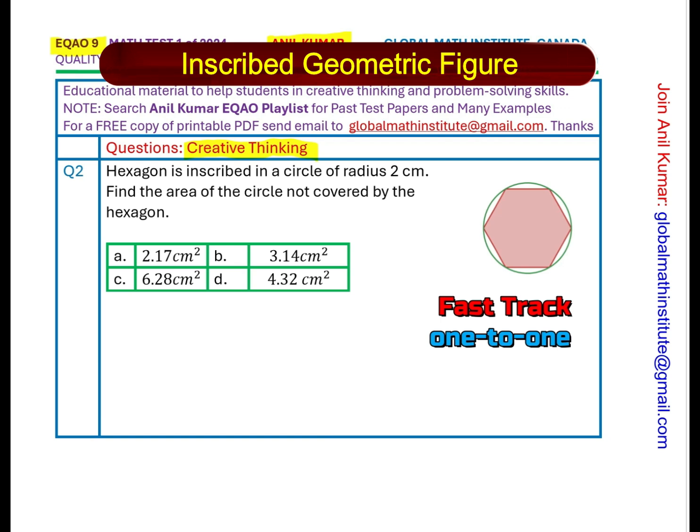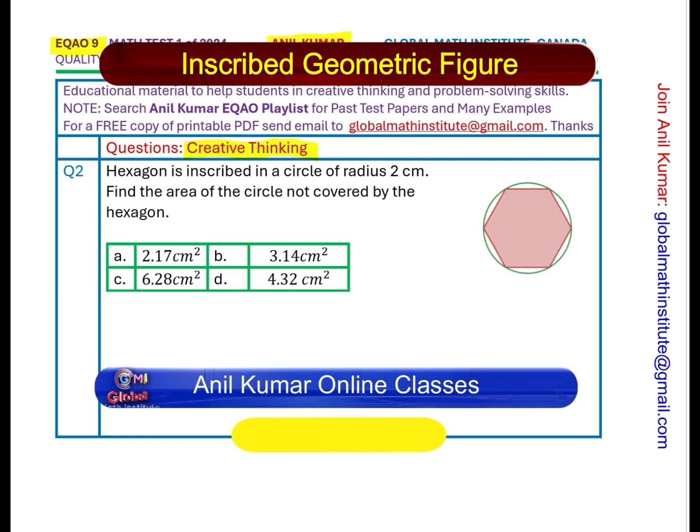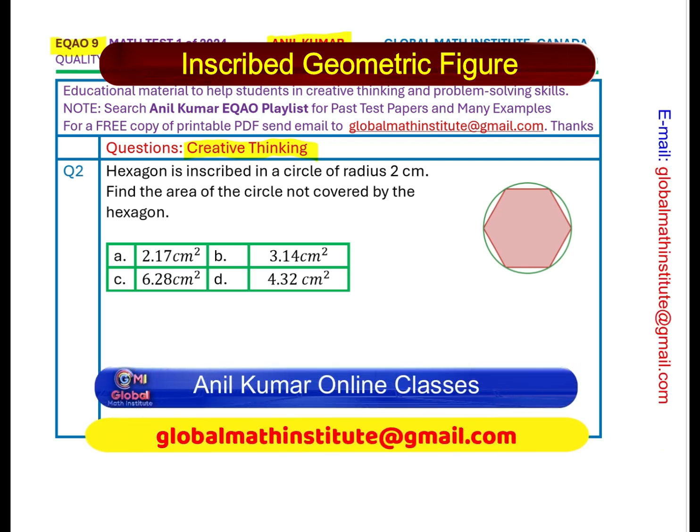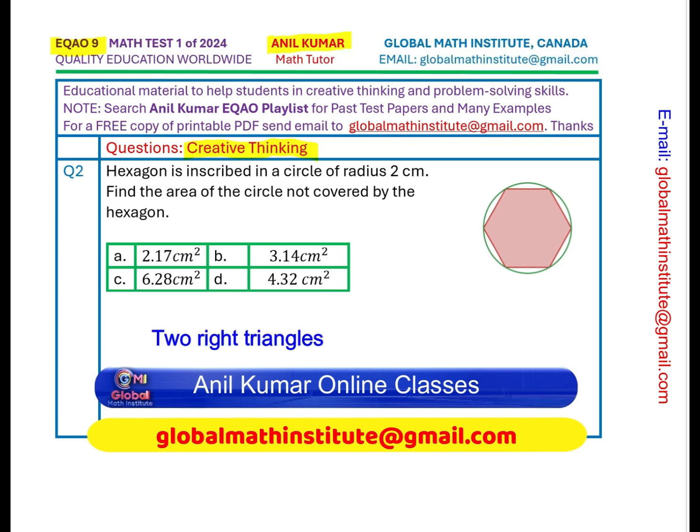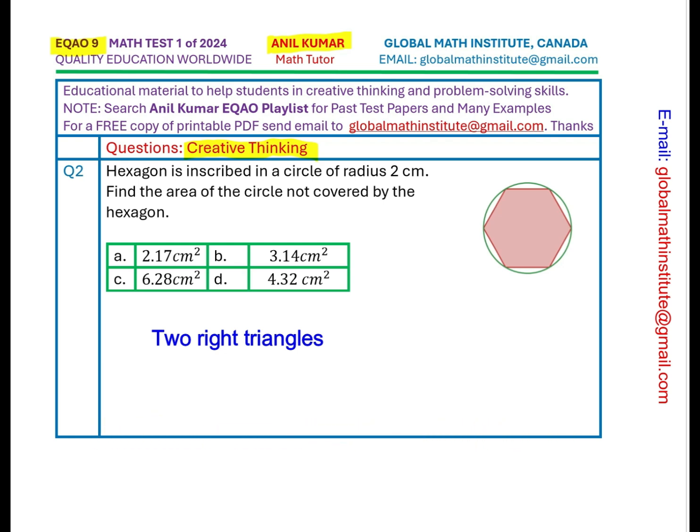Hexagon is inscribed in a circle of radius 2 centimeters. Find the area of the circle not covered by the hexagon. Four choices are given to you. How do we solve this? So, definitely, we know what is the area of the circle.